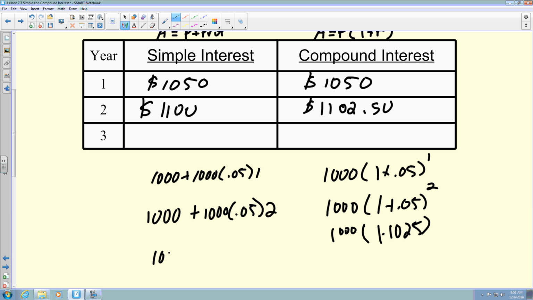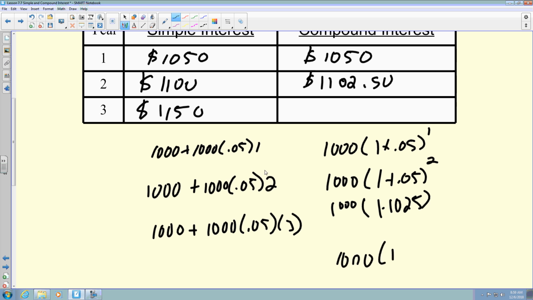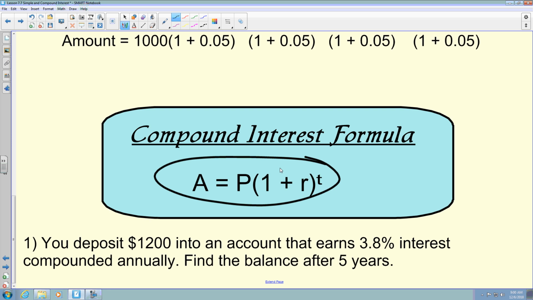So let's see after 3 years. I get 1,000 plus 1,000 times 0.05 times 3. Simple annual interest, you multiply that out, you should get $1,150. For the compound, you get 1,000 times 1 plus 0.05, now raised to the third power. So 1.05 raised to the third power is 1.157625. Times 1,000, and now you get $1,157, and it rounds up to 63 cents. So again, you got even more money in that third year. It's better to have compound interest, especially as you go over the course of different years.